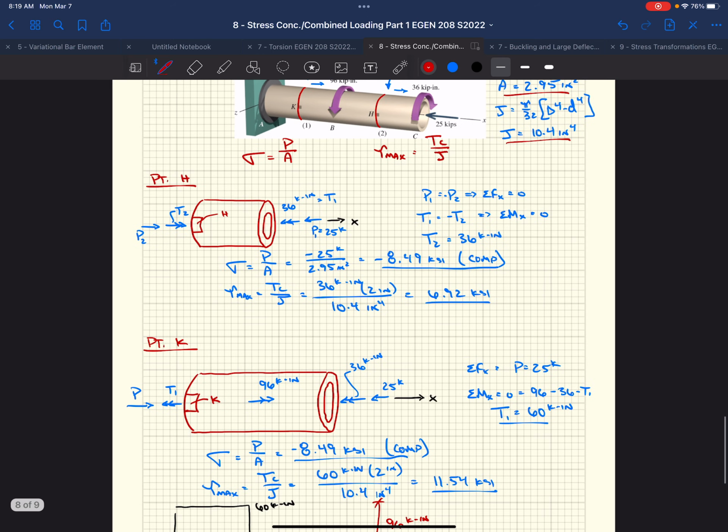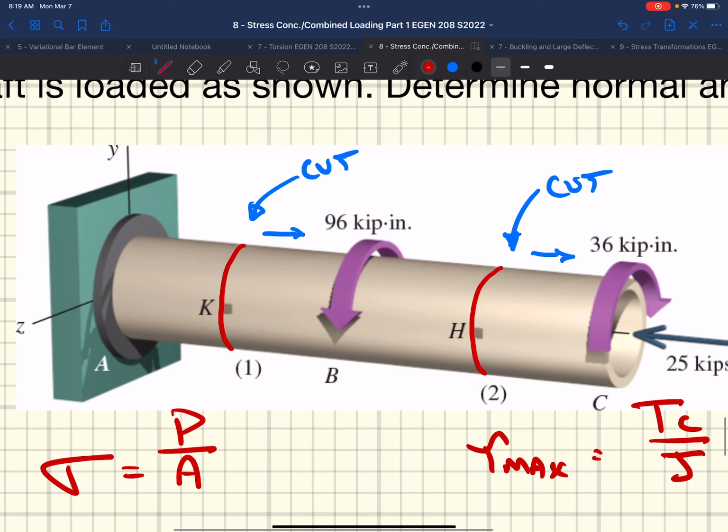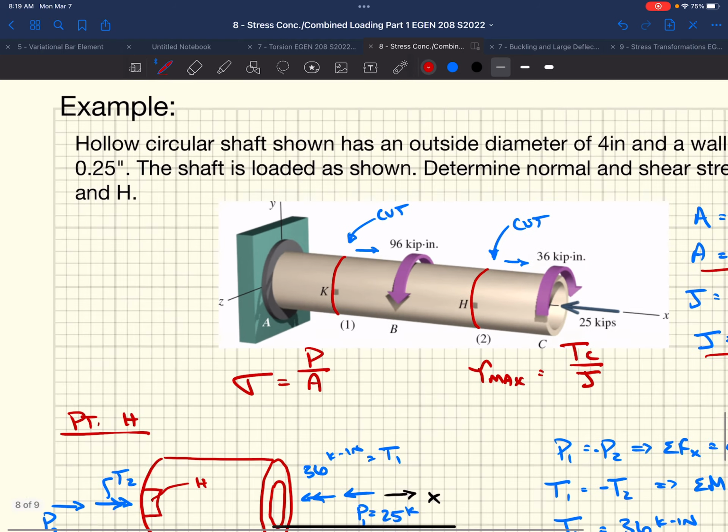Okay, so now we know what the stresses are at our 2 points, right? If we looked at 2 little blocks of material on the side of this pipe, we now have the normal stress, which we decided was in compression, and then we have this torsional stress, TC over J, which changes in magnitude based on the difference in applied load. So what do we do in this case?